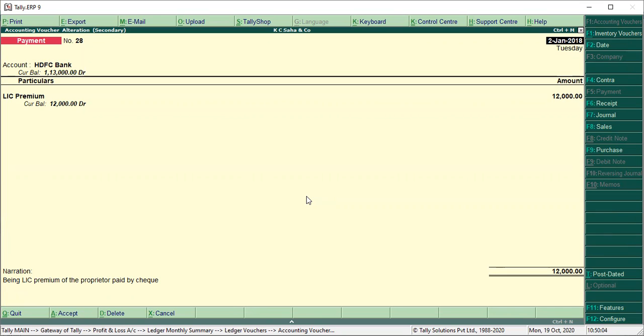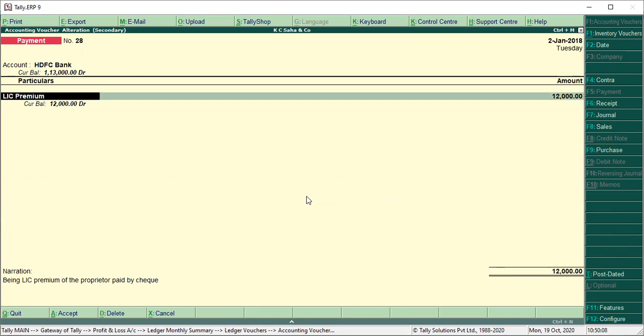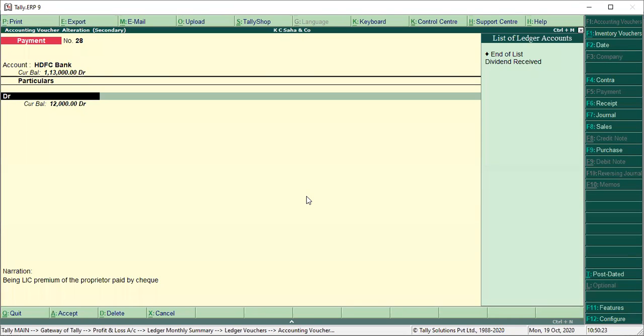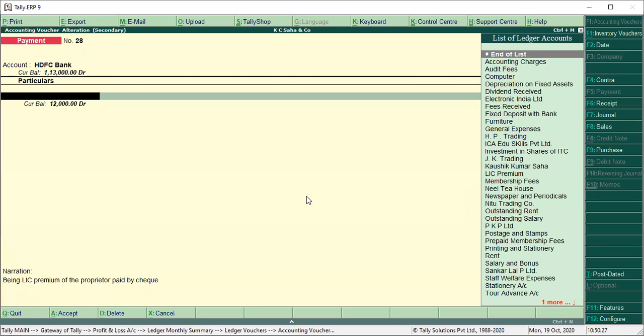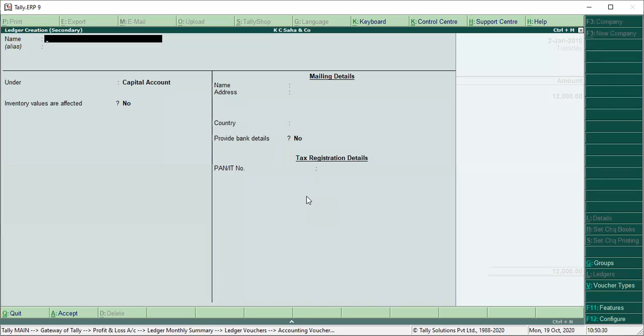Tell me. It will come under drawings, ma'am. It's personal. Yes, yes. LIC premium of the proprietor paid by cheque. We have seen this in the advanced journal entry topic, basic journal entry. So it's not a business expense, so we cannot write the LIC premium because it's the proprietor's, so it will be considered as drawing, but there is no drawing ledger. So you have to create it. Just press Alt C over here, and it will be considered as drawing.